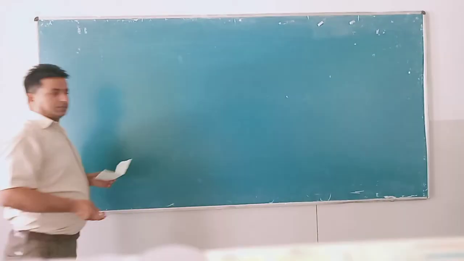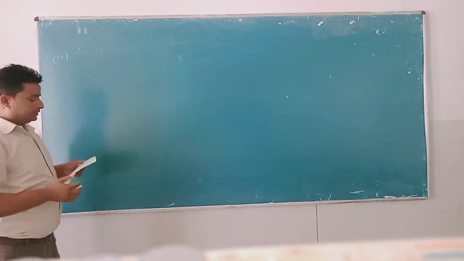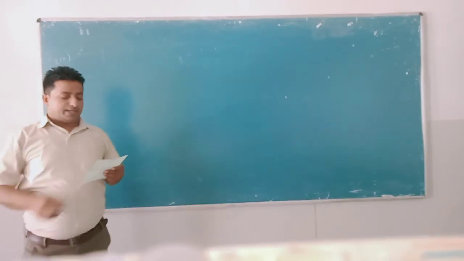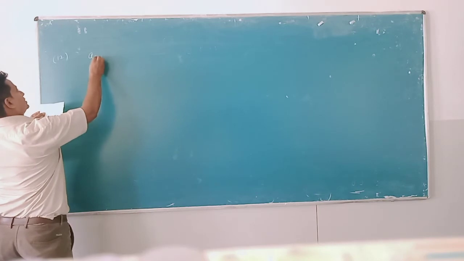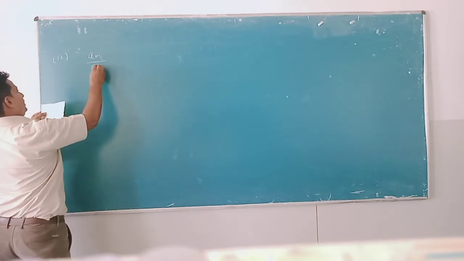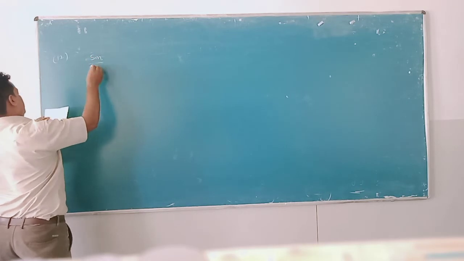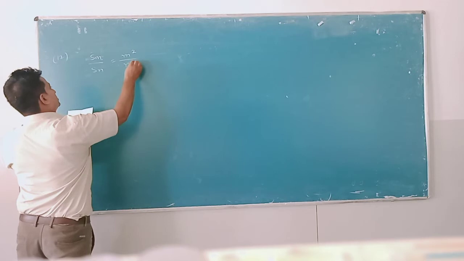Good morning, students. Today we will discuss the remaining questions of exercise 9.2. In question number 12, the statement is: the ratio of the sum of the m and nth terms of an AP is m square upon n square. This means Sm and Sn, the sums, are in the ratio m square upon n square.